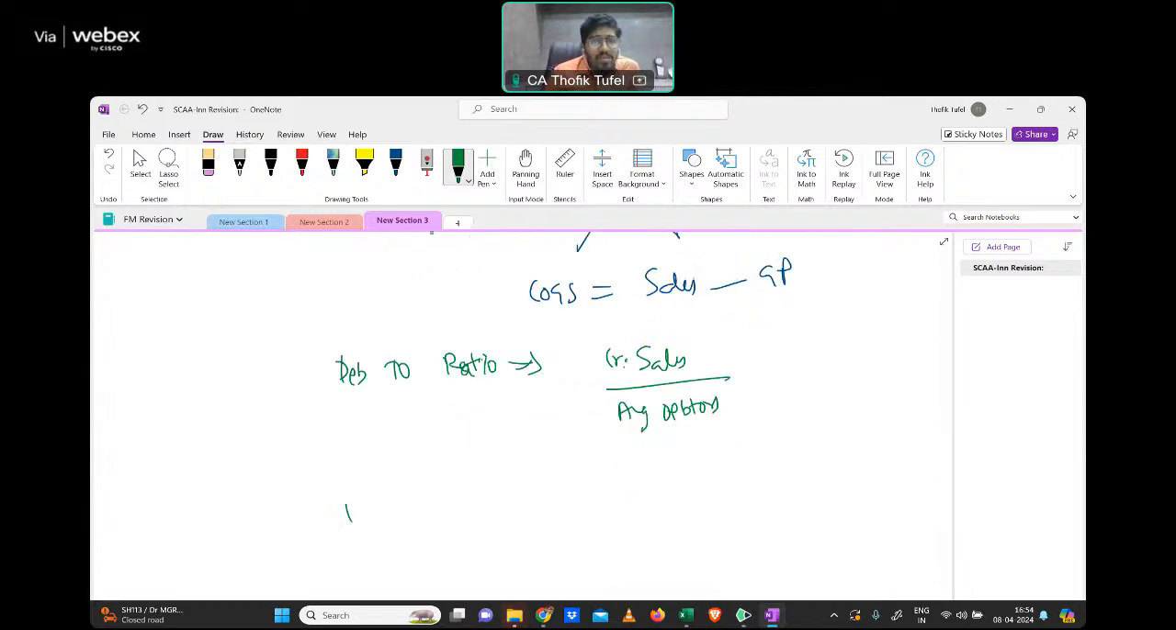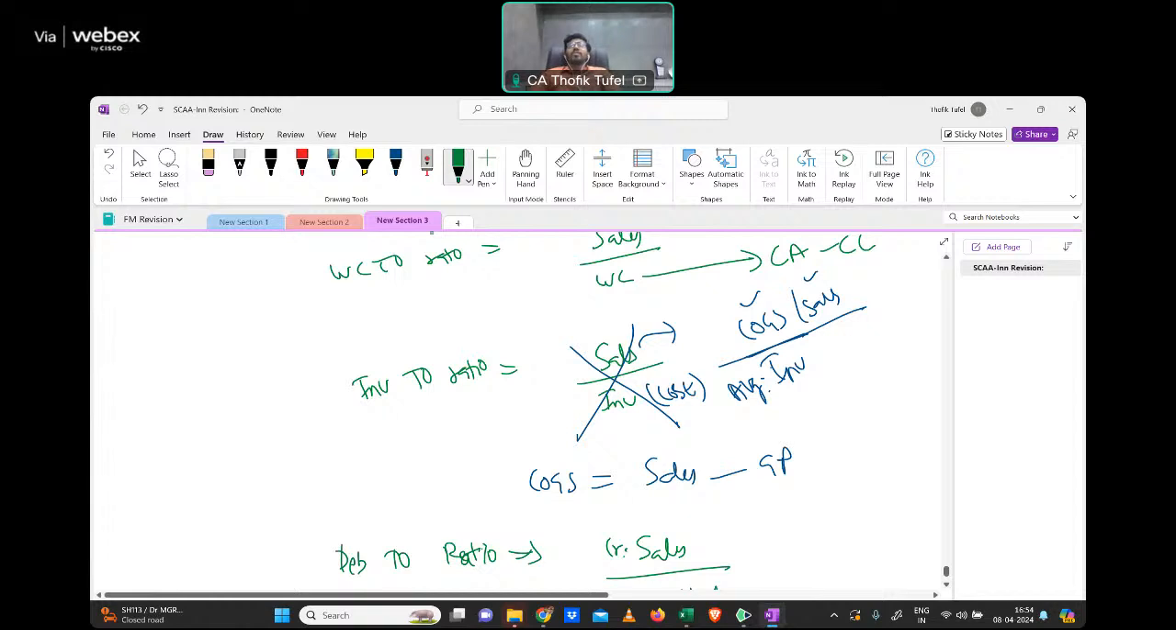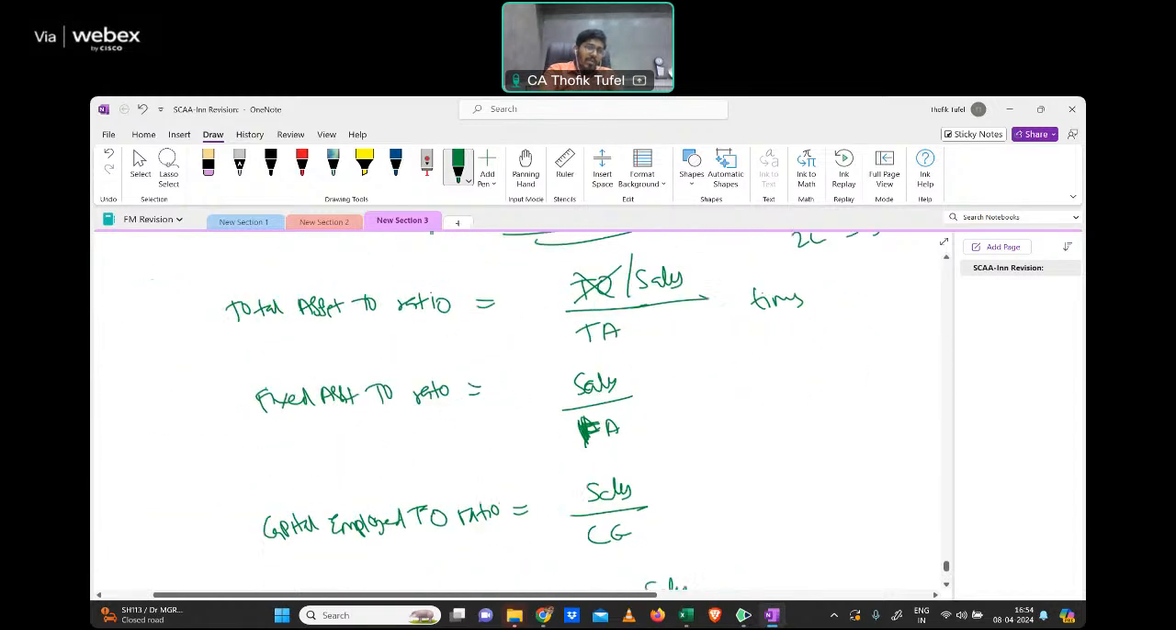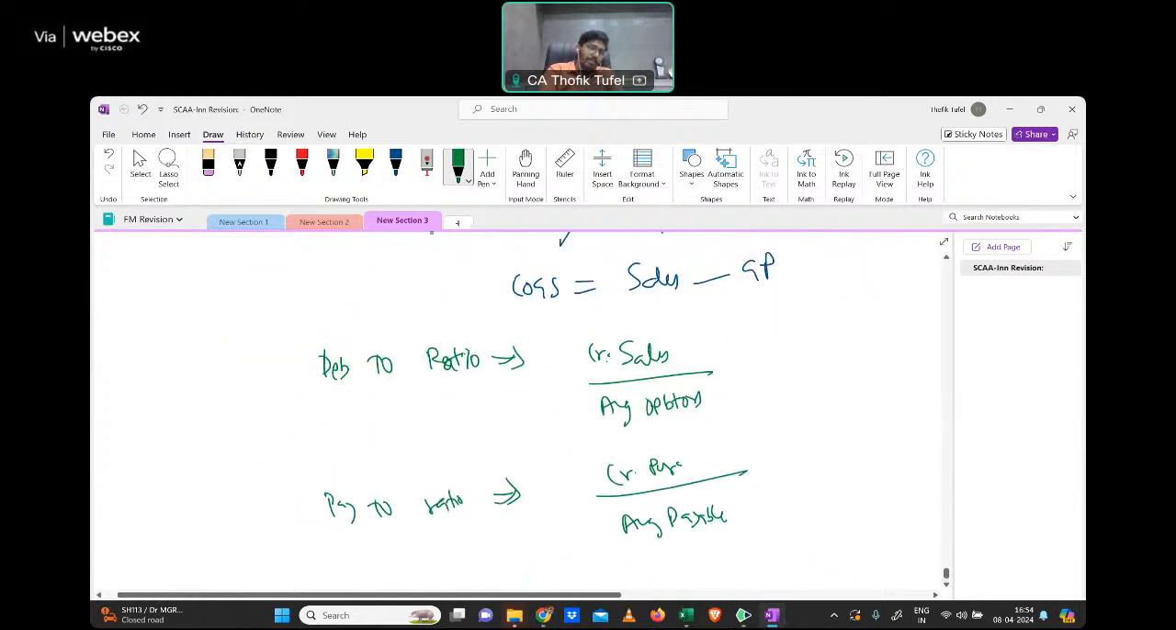Next is the payables turnover ratio. First put average payables. But payables will not arise from sales; they arise from purchases. So here put credit purchases. So the debtor turnover ratio is credit sales divided by average debtors. The payables turnover ratio is credit purchases divided by average payables. The inventory turnover ratio is cost divided by average inventory. In the same way, you can look at all the different turnover ratios.